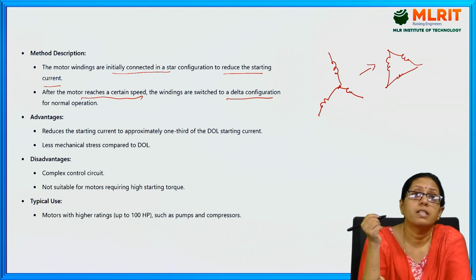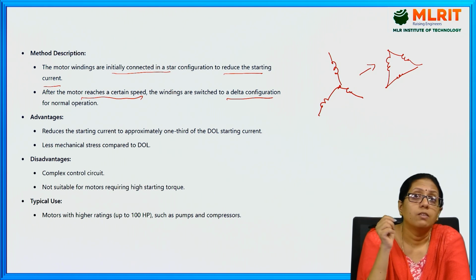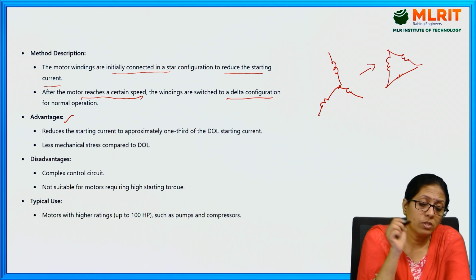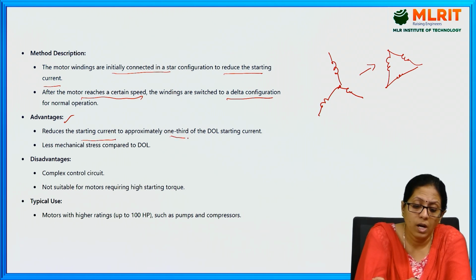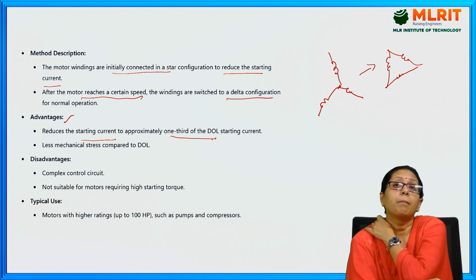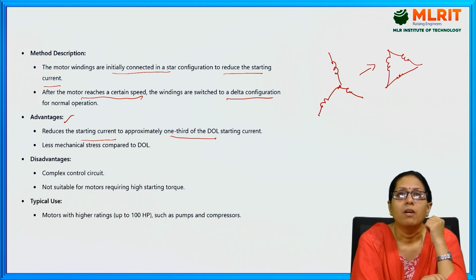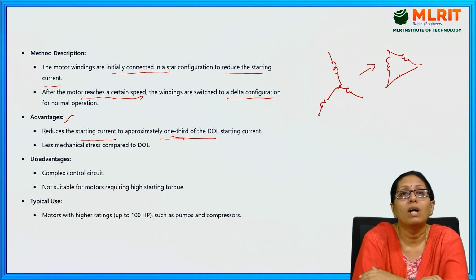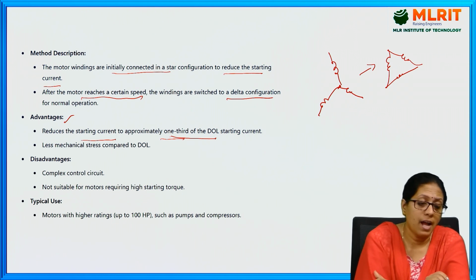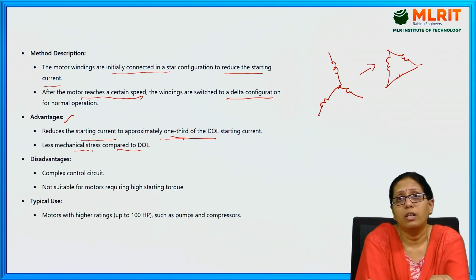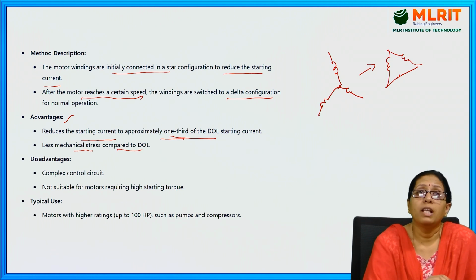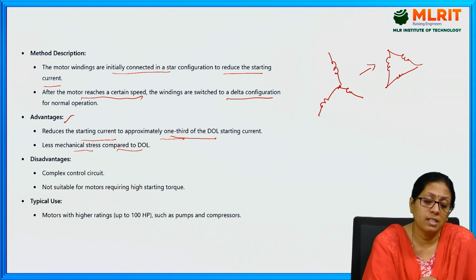Okay, this is star delta starting. What are the advantages? It reduces the starting current to almost 1/3 of the DOL, when compared to the direct online starting. And there is less mechanical stress compared to the DOL. When compared to the DOL, the mechanical stress is less in this particular method of starting.